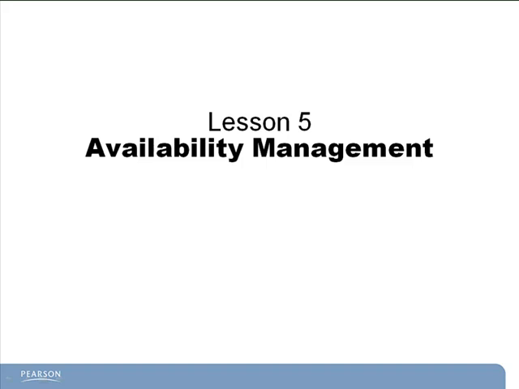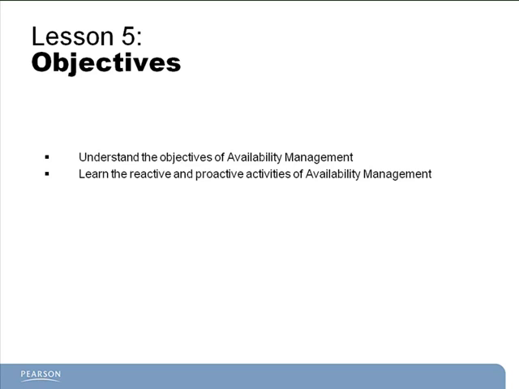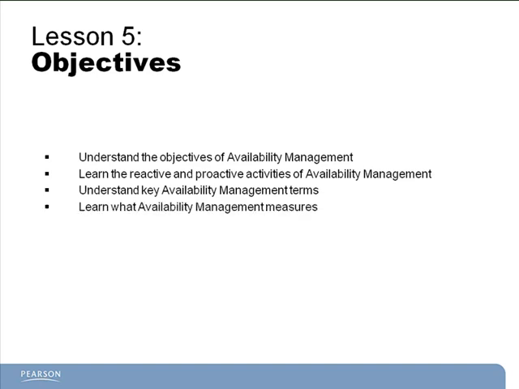Lesson 5 is our lesson on the availability management process, and it has 5 objectives. First, we'll list the objectives of availability management. Next, we'll learn to distinguish between the reactive and proactive activities of availability management. Third, we'll learn some availability management vocabulary, and we'll also learn the 2 types of things availability management measures. We'll wrap up with a list of responsibilities for the person in the availability manager role.